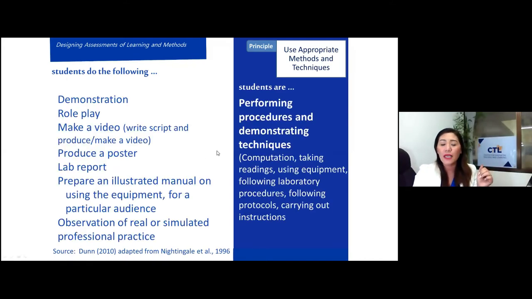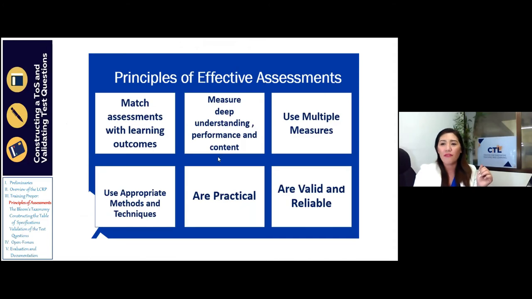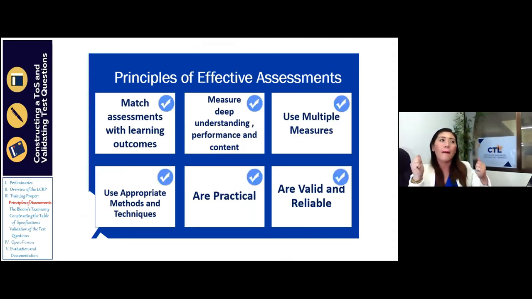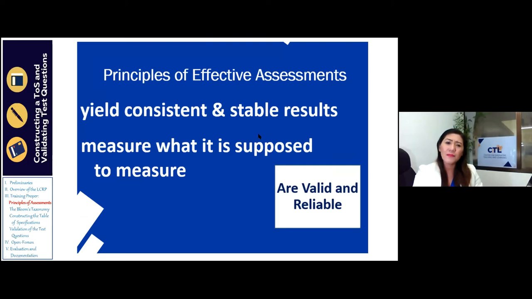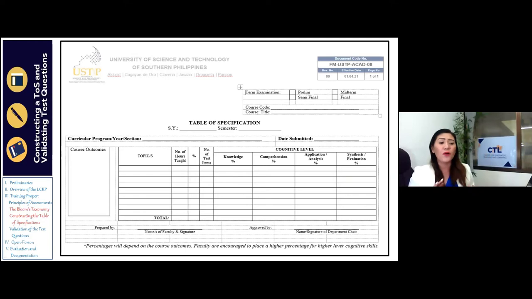And of course, our exam has to be valid, whether it's multiple choice or an essay or presentation or paper. It has to be valid, meaning, are we really measuring what it's supposed to measure? Is it really aligned to the course outcome? All that. So we're now proceeding to constructing the table of specs.